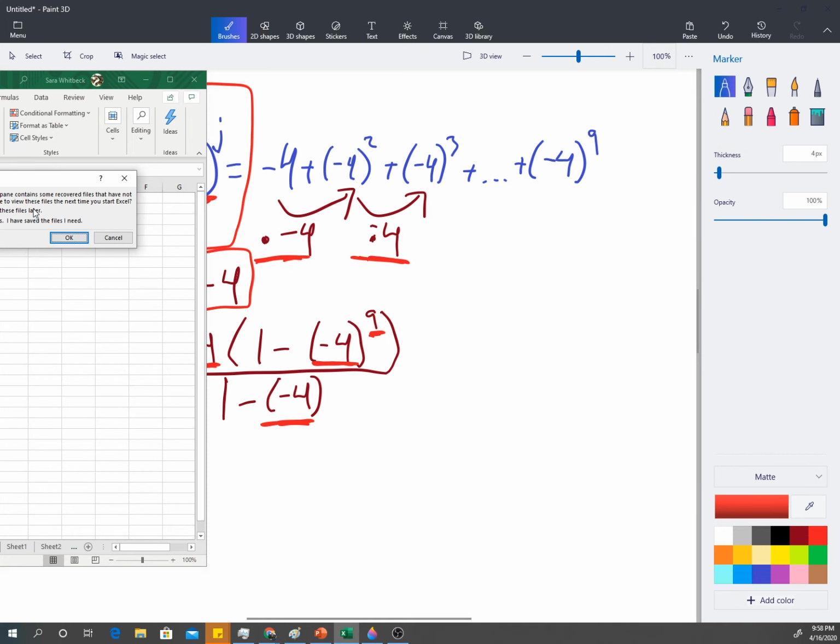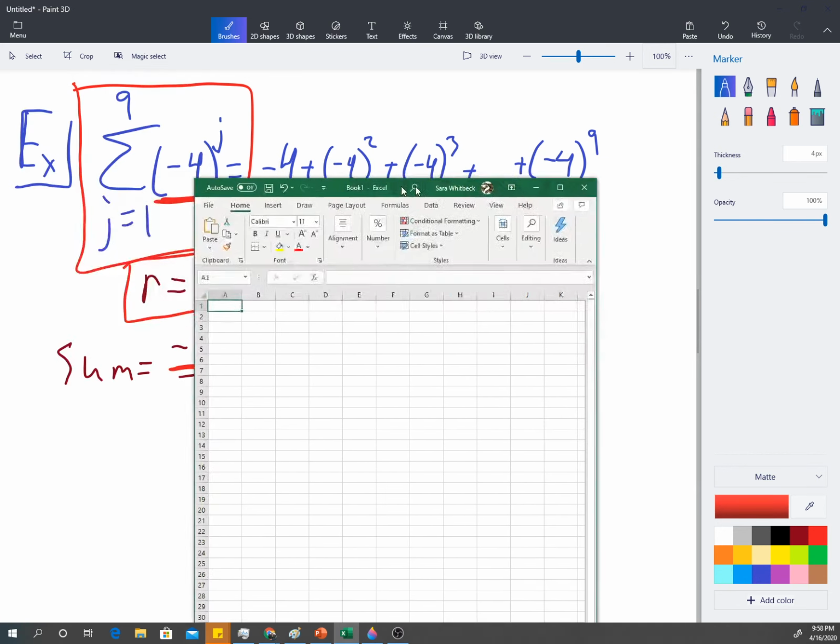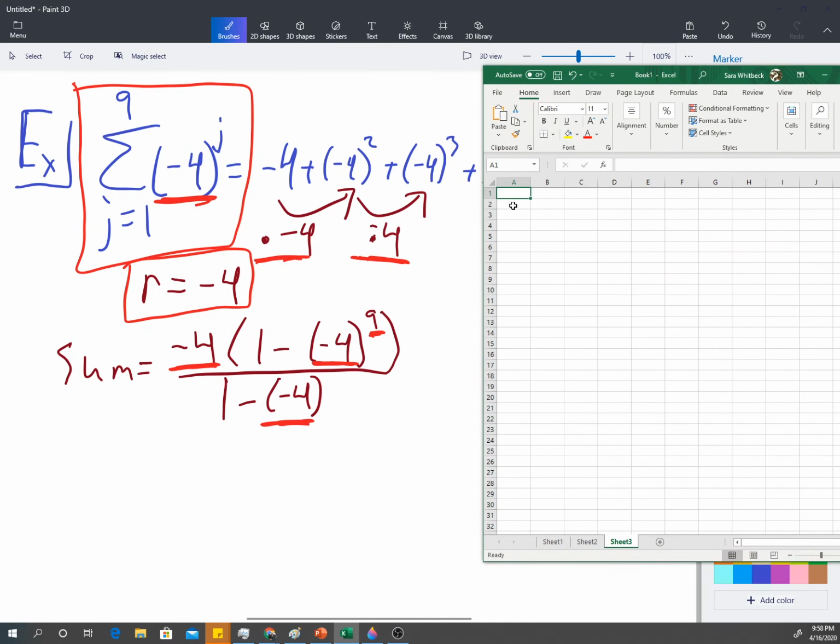Just gonna remove some files so I can see everything. Okay, so if I use my formula, my important values were A1, R, and N. I'm going to label these this time, especially since both my A1 and my R were the same thing. And then I had 9 terms total, going from 1 to 9.